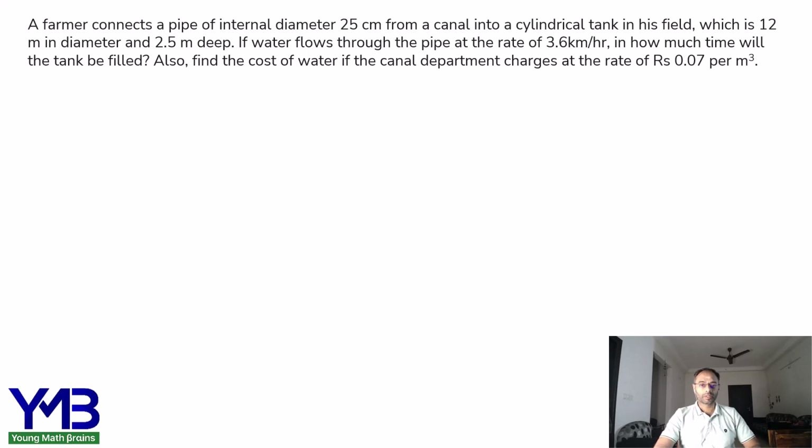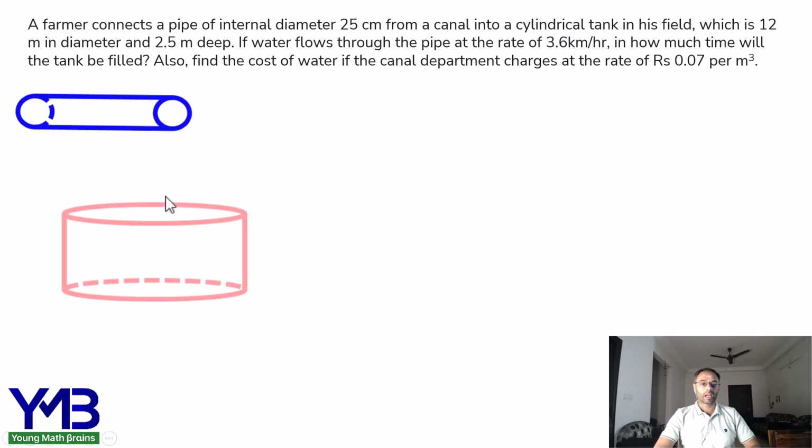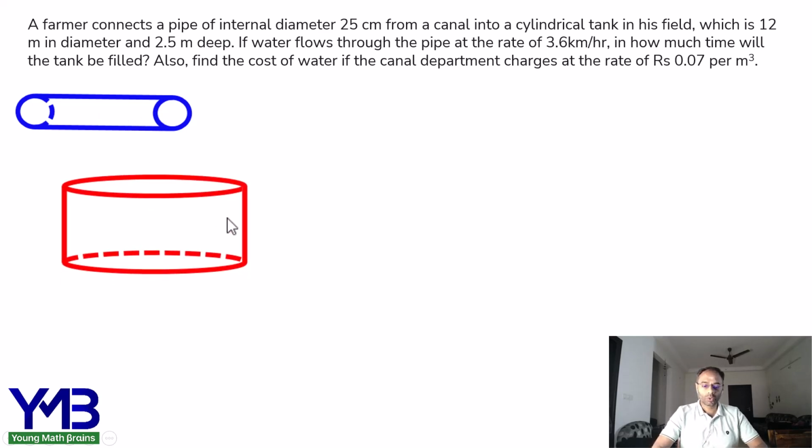We have a pipe. So let's assume this is the pipe, and we also have the tank. Now let's try to put in the dimensions of the pipe and the tank provided to us. All right, so this is the pipe that we have, and this dimension that is given to us is 25 centimeters. What else do we have here? We also have the tank, which is 2.5 meters deep and 12 meters in diameter.